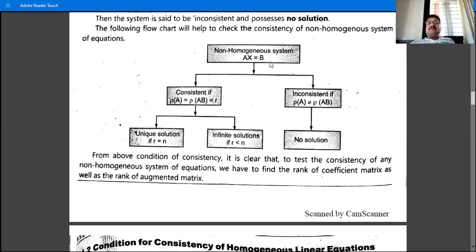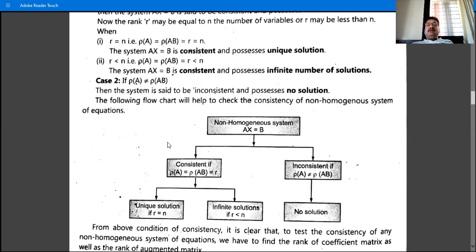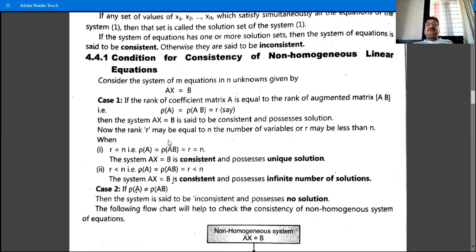And the system AX = B is inconsistent if rank of A is not equal to rank of AB. If the system is consistent, then there are two cases: either the system has a unique solution, that is only one solution, or infinitely many solutions. Suppose rank of A is equal to rank of AB, which is equal to R. And compare this R with N, where N means the number of unknowns in that system.